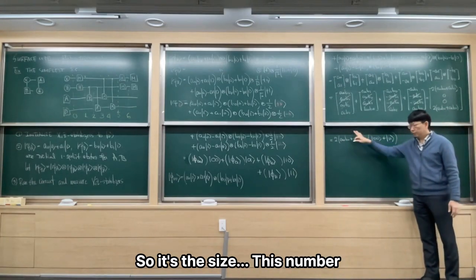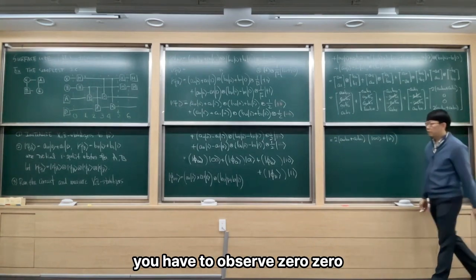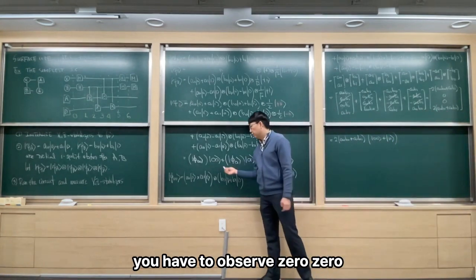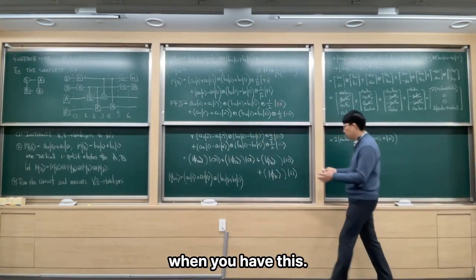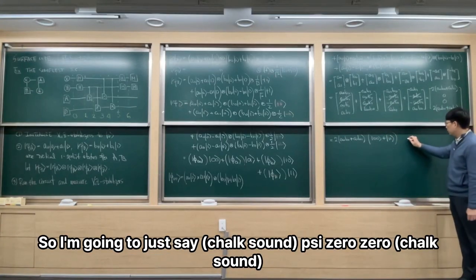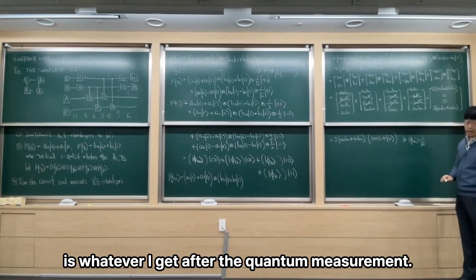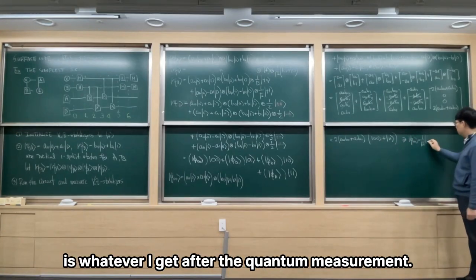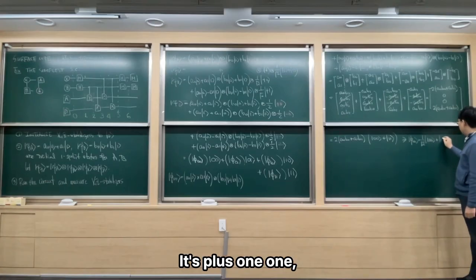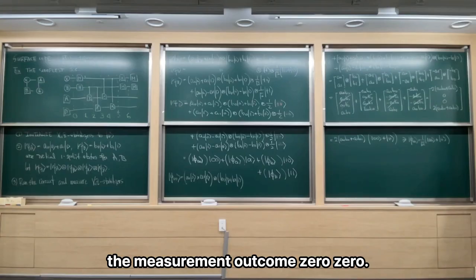So it's just size. This number is about a probability, how much probability you have to observe 0, 0 when you have this. Well, if I have got this, then the probability doesn't matter. So I'm going to just say psi 0, 0 is whatever I get after the quantum measurement. It's plus 1, 0, 0 plus 1, 1. So that's what I get after I get the measurement outcome 0, 0.